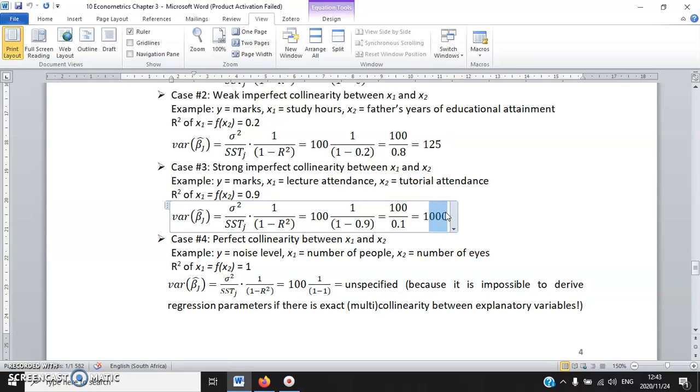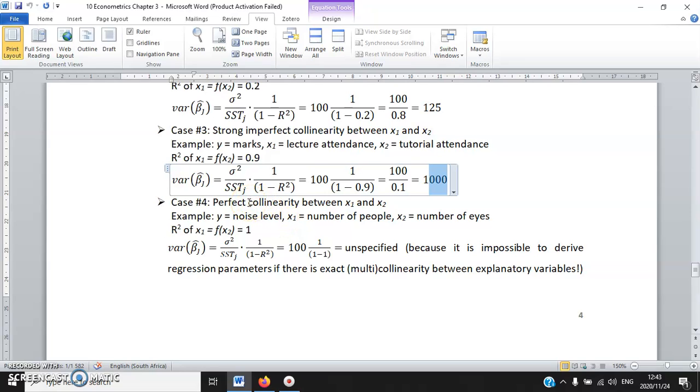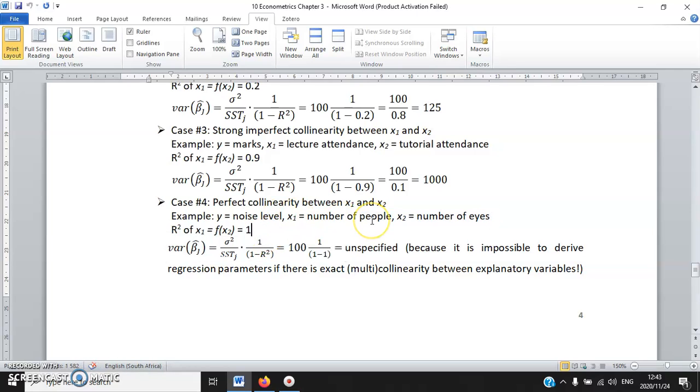And then the last case, perfect or exact collinearity between x1 and x2. Remember this example? Noise level explained by number of people and number of eyes. But remember, one person has 2 eyes, 2 persons have 4 eyes in total. So x2 is actually exactly the same as 2 times x1. So if I run this auxiliary regression, x1 regressed on x2, the R square is exactly equal to 1. And then I substitute 1 here. Then I have 1 minus 1, which is 0 in the denominator. So actually, this is so bad that the variance of the parameter is undefined.